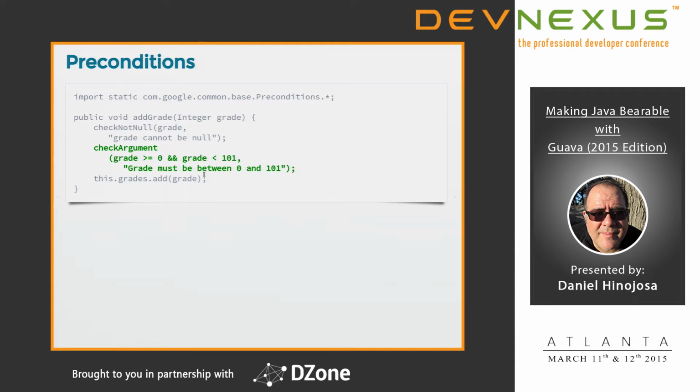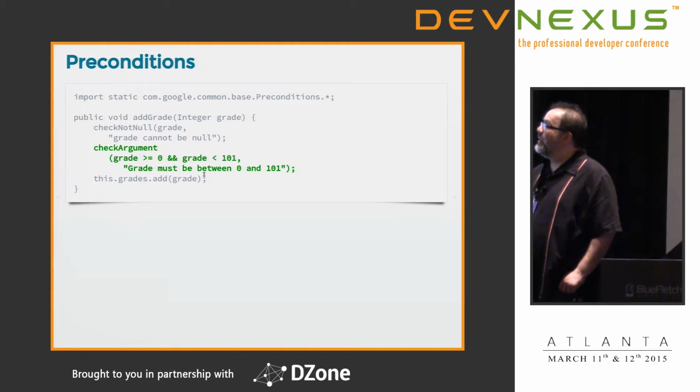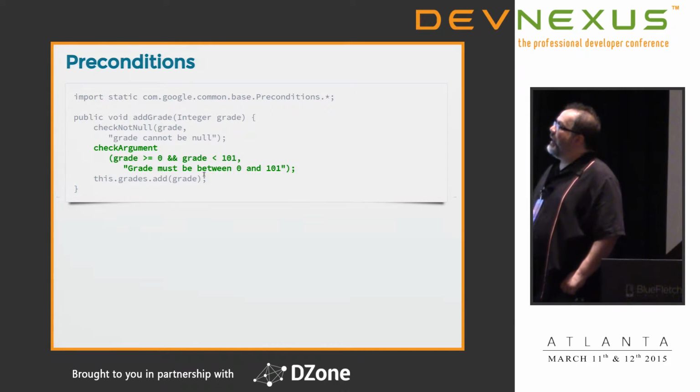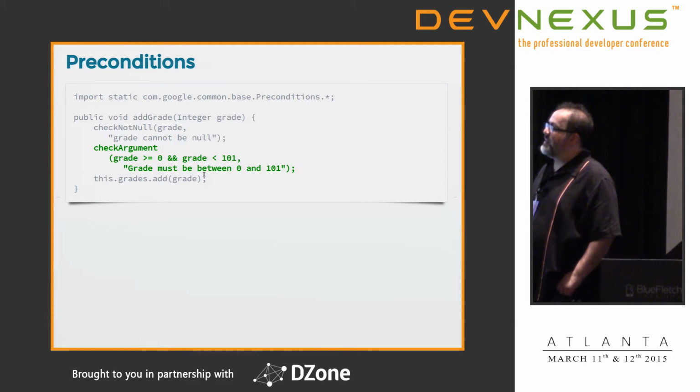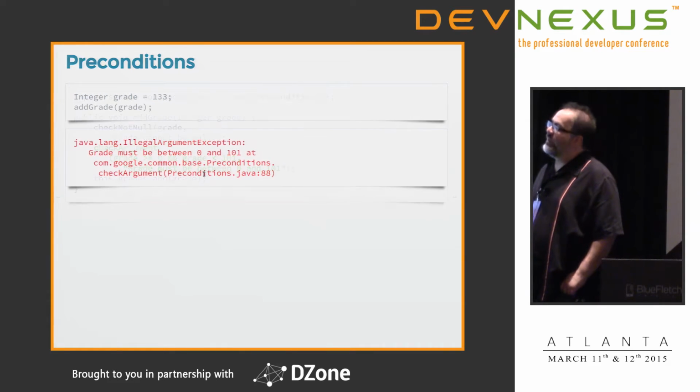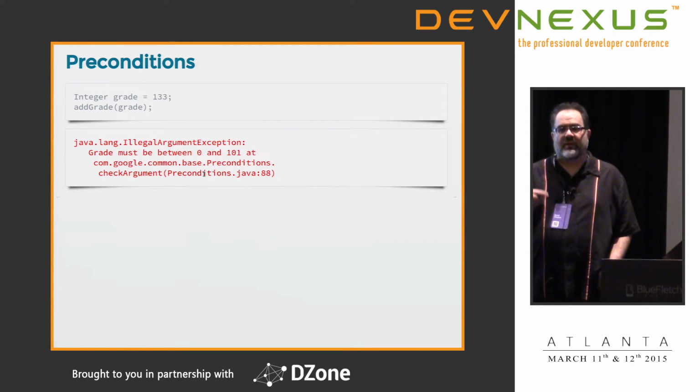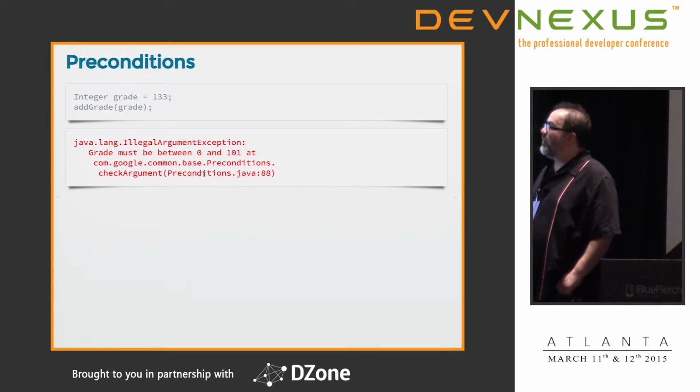If you want to check the argument that's coming in, if the grade is not greater than 0 or less than 101, even though that argument exists, that's not the kind of argument I want. So this will throw an illegal argument exception. Okay, so it has a standard way of dealing with preconditions.